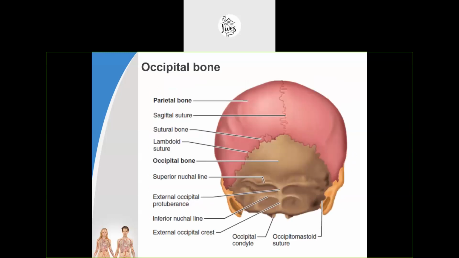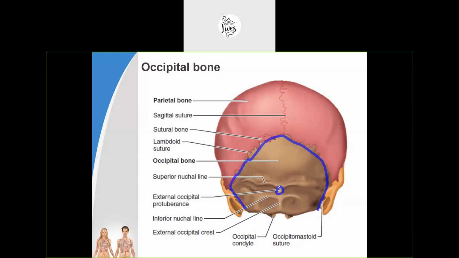Next, we continue with the occipital bone. The occipital bone makes up the back of the head, so this will be the occipital bone. Again, to refresh your memory, the occipital bone is connected to the parietal bones by the lambdoid suture and to the temporal bones by the occipitomastoid suture. We have the external features of the occipital bone, that will be the external occipital protuberance. It is found at the junction of the base and the posterior wall of the skull.